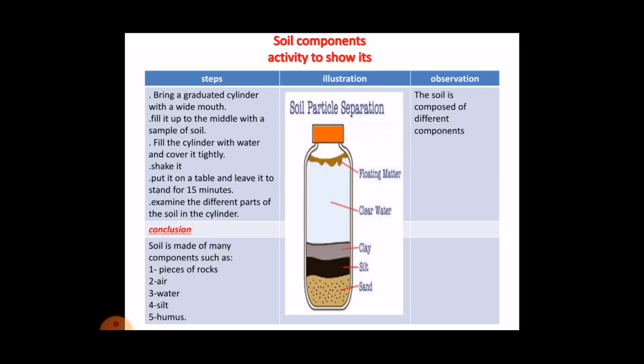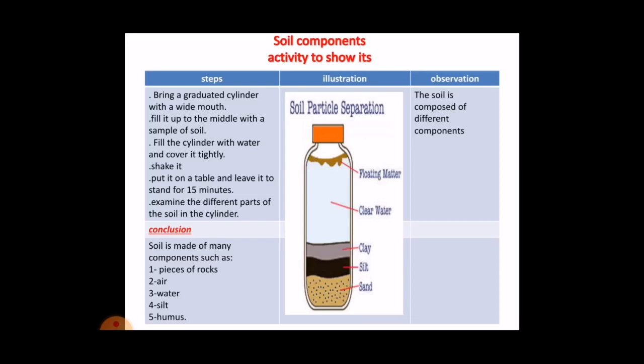To know the soil components, what are the components of the soil? Let's make this activity. Number 1, bring a graduated cylinder with a wide mouth. Fill it up to the middle with a sample of soil. Fill the cylinder with water, cover it tightly, and check it. Put it on a table and leave it to stand for 15 minutes. Examine the different parts of the soil in the cylinder.